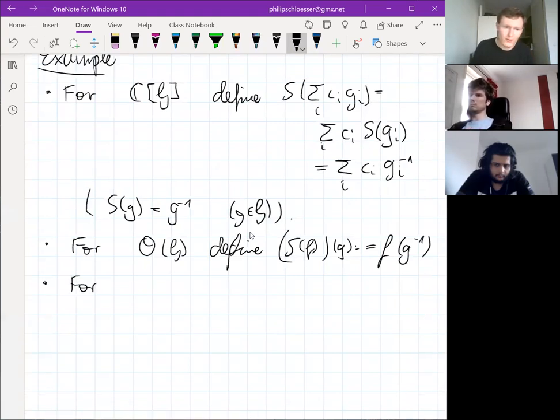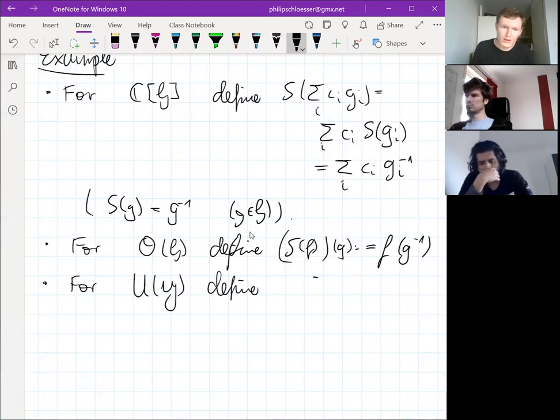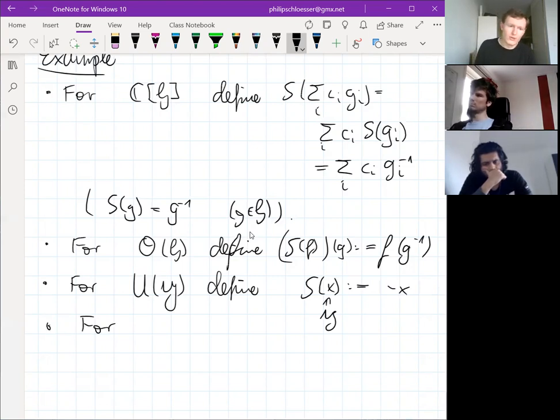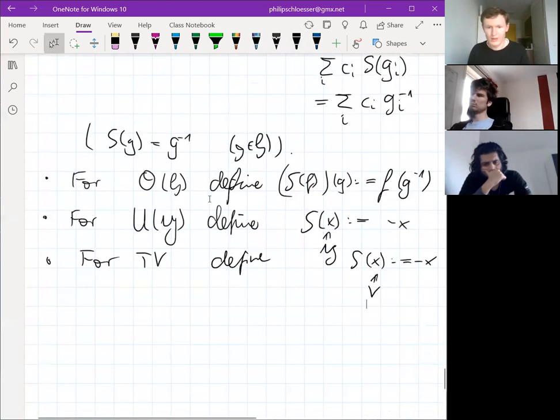Then for the universal enveloping algebra, define S of x, where x is in the Lie algebra, as minus x. And similarly for the tensor algebra of a vector space, same thing really, for x in V. And then build the continuation of that.